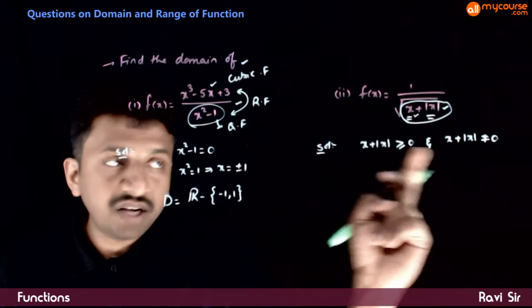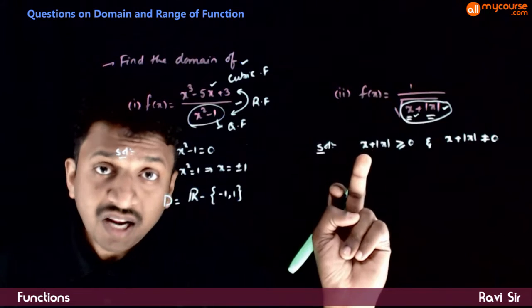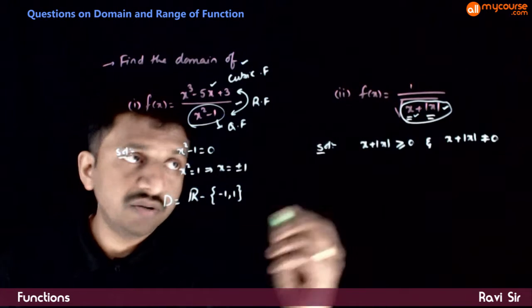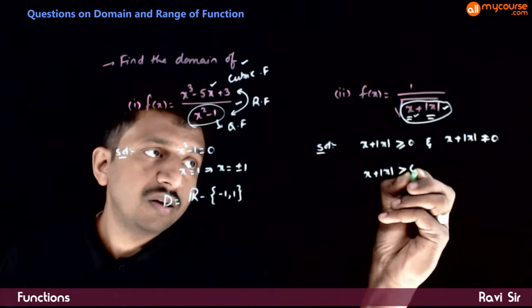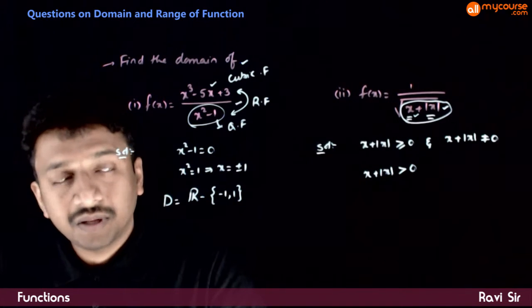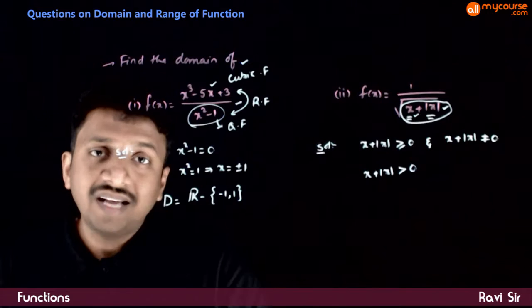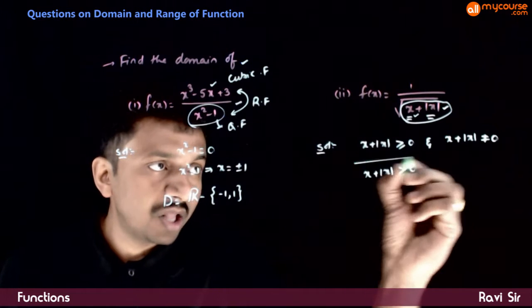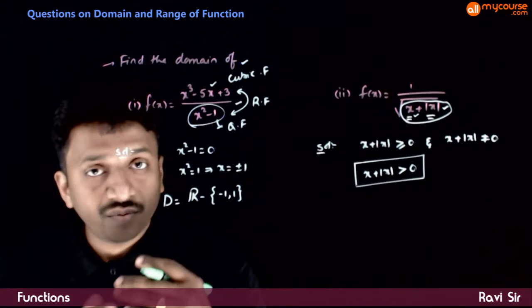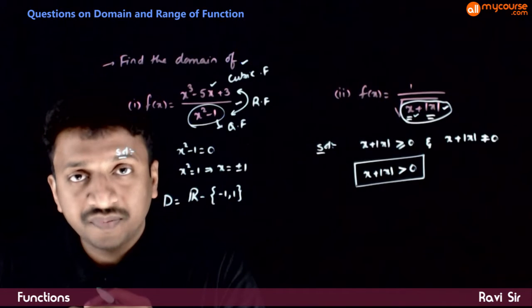So what is the effective condition? Greater than or equal to 0, and should not be equal to 0. This implies x plus mod x is greater than 0. So for this function to be defined, x plus mod x has to be greater than 0. So you need to solve this. You need to see for what values of x this happens.